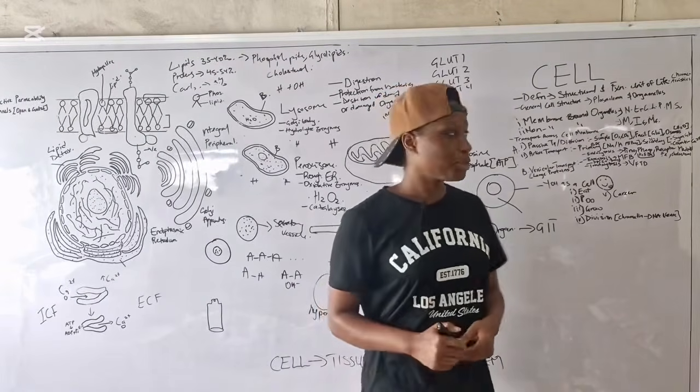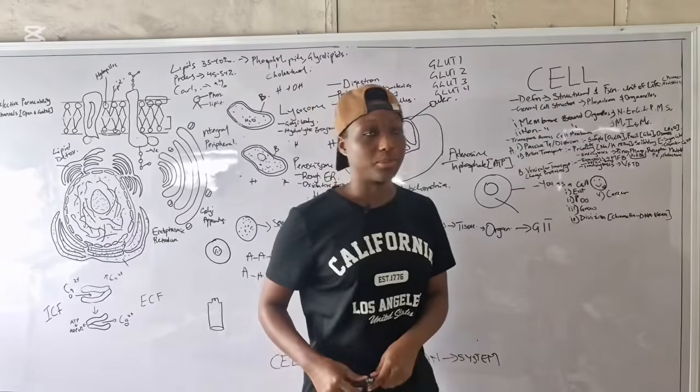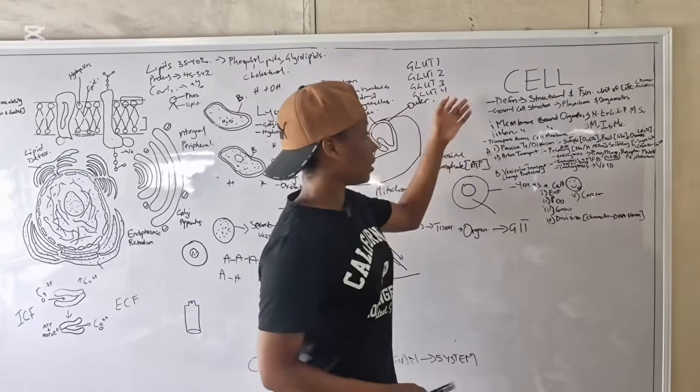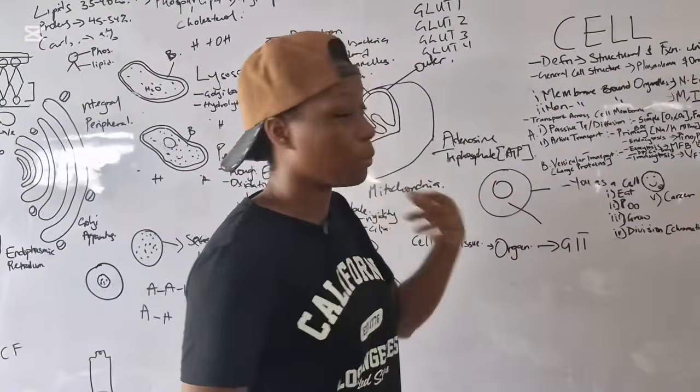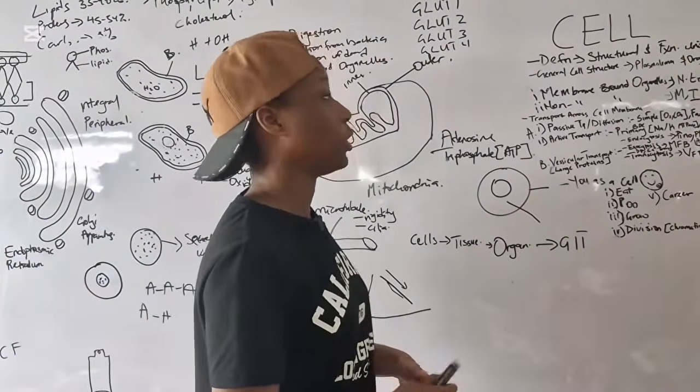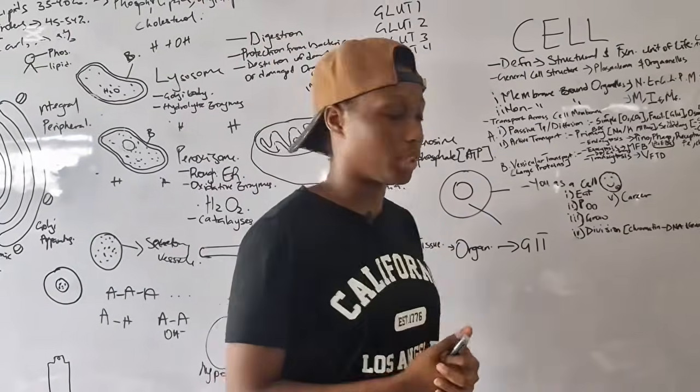So now we're going to talk about transport across the cell membrane. So far, we've spoken about the cell, we've defined the cell, we've talked about the general structure, and we've talked about all the cellular organelles. So now, like I said, we're going to talk about transport across the cell membrane.